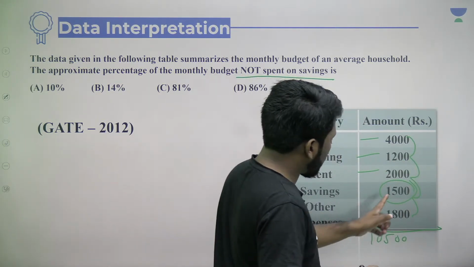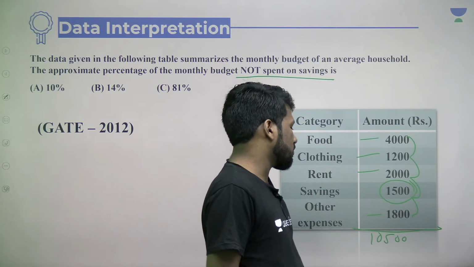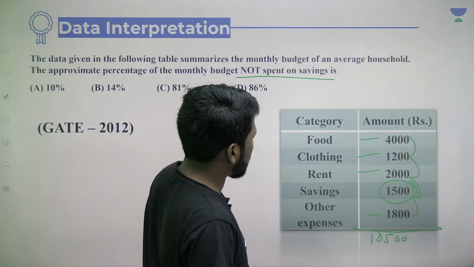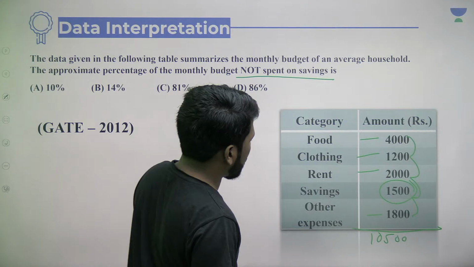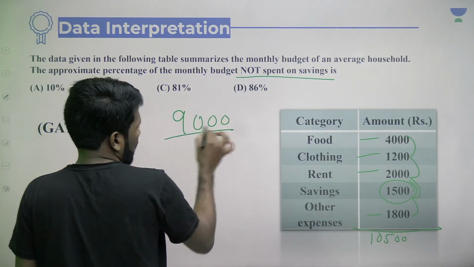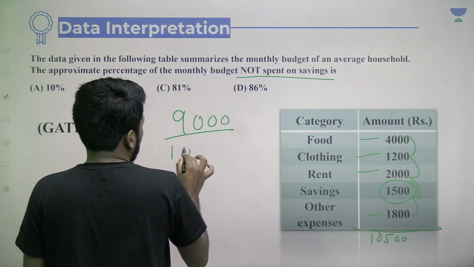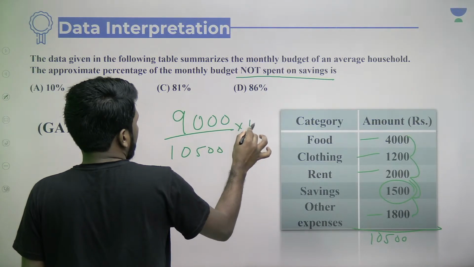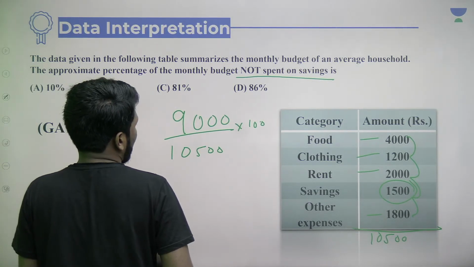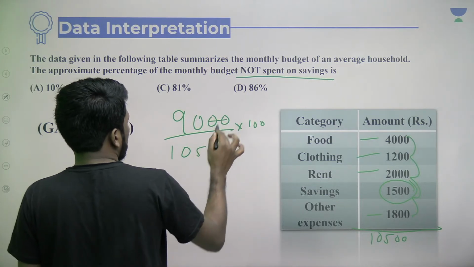In that 10500, 1500 is savings. Remaining is 10500 minus 1500, 9000, which will be not savings. What is the percentage of that? 9000 out of the total 10,500 into 100. That is what you need to calculate. So calculate it, you will get the answer. If you know mental math, it is super easy. Otherwise also you can do it.